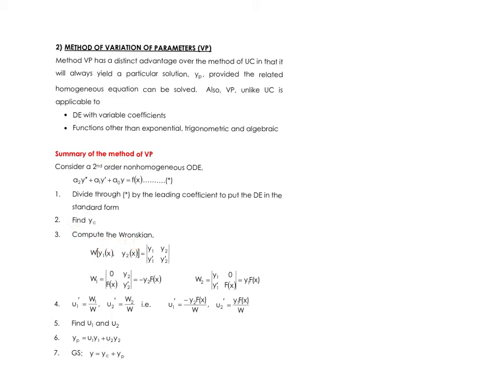Compute the Wronskian. Okay, for step 4, find U1 prime. Then find U2 prime. Next, find U1 and U2 by integrating. And then step 6, we find YP, YP equal to U1 Y1 plus U2 Y2. Next, general solution Y equal to YC plus YP.